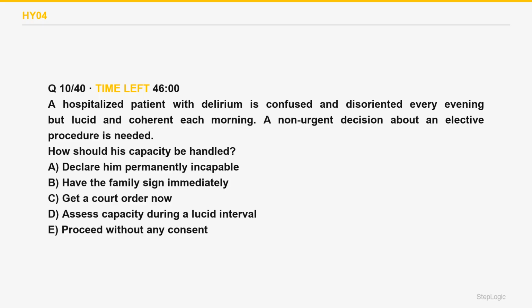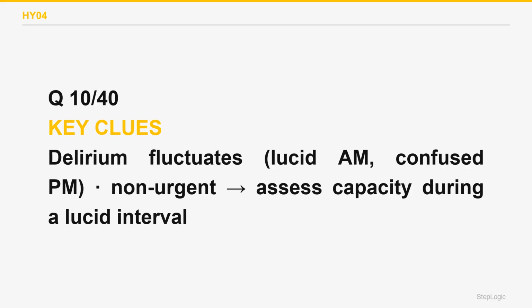Read the command: how to handle fluctuating capacity. Delirium waxes and wanes, so assess when he is clear. Delirium causes capacity to fluctuate, clear in the morning, confused at night. Because the decision is not urgent, the right approach is to assess capacity and obtain consent during a lucid interval, when the patient can genuinely understand and decide. Delirium is often reversible, so his incapacity is not necessarily permanent.